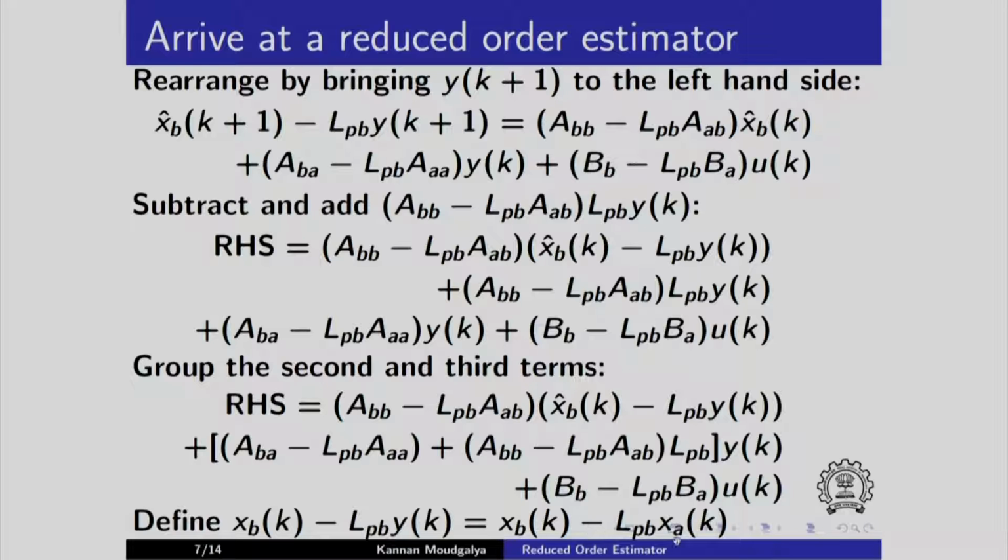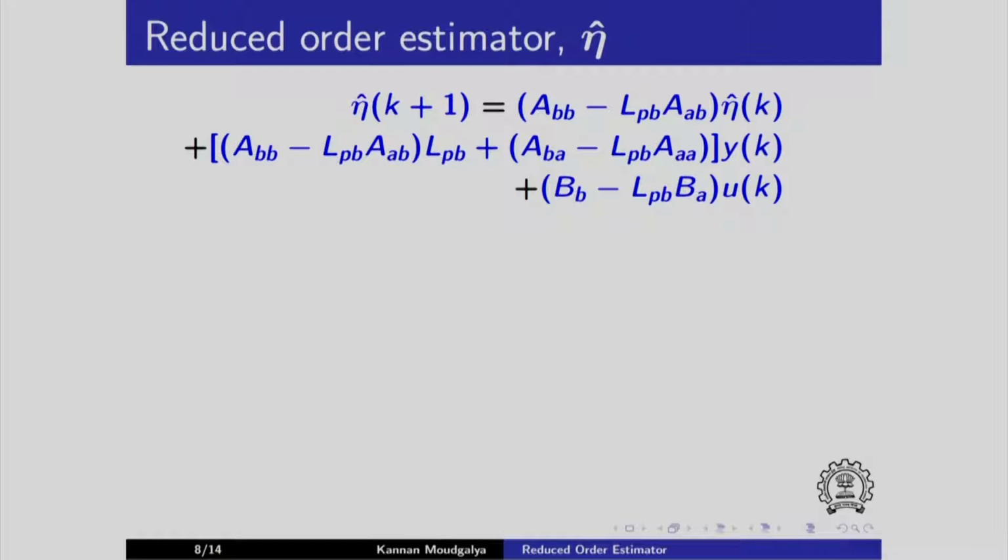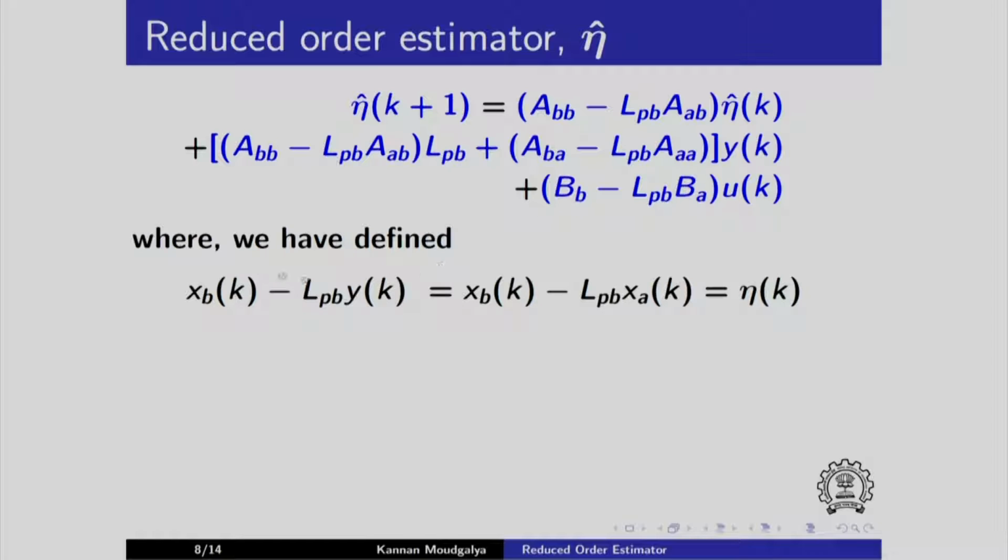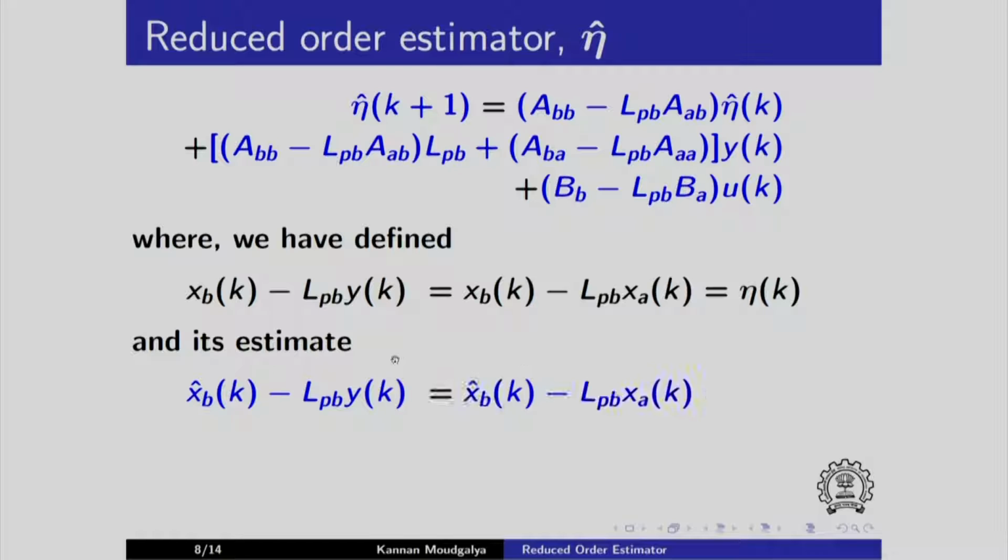So this y is equal to XA, so I write the same thing, it is equal to eta, this will be eta hat, this is eta hat at k, this is eta hat at k plus 1, so I get this equation. So this is the reduced order estimator eta hat. As mentioned earlier, we have defined eta as given here and its estimate with XB replaced by XB hat as given here, and here also XB hat. In the place of y I put XA, it is eta hat.